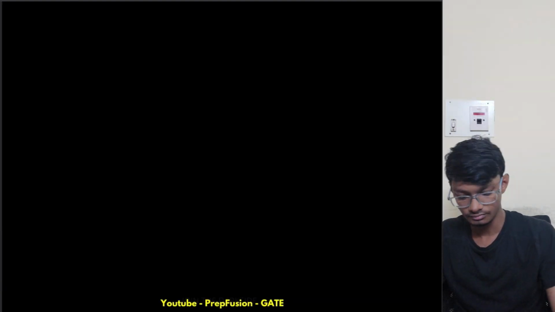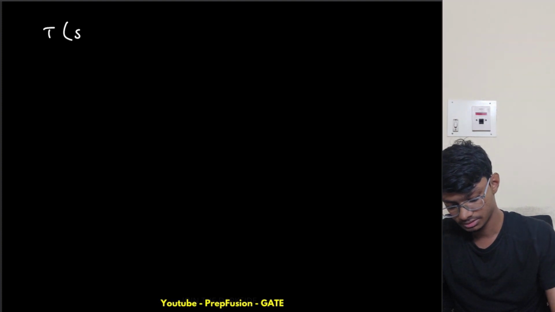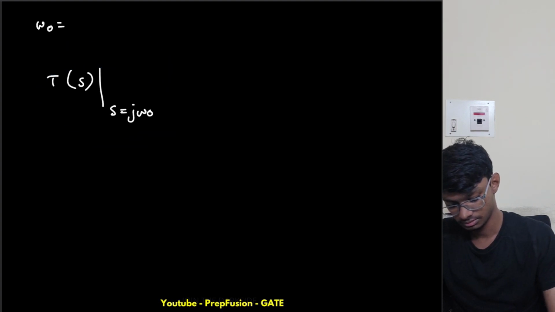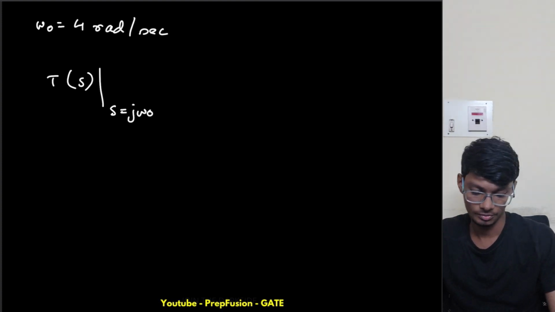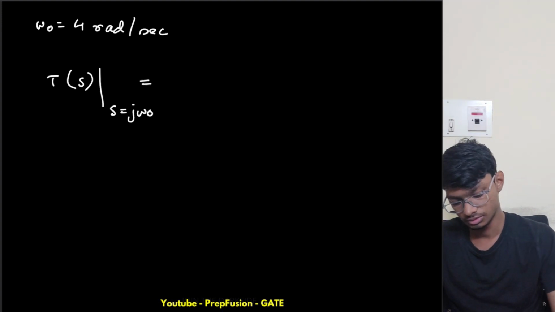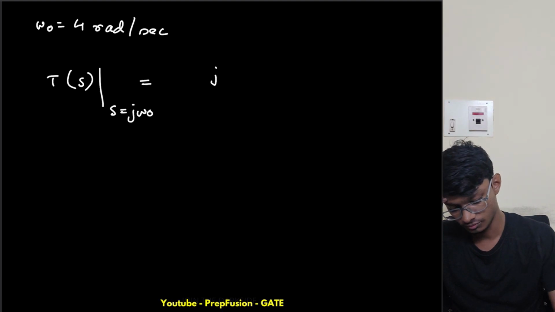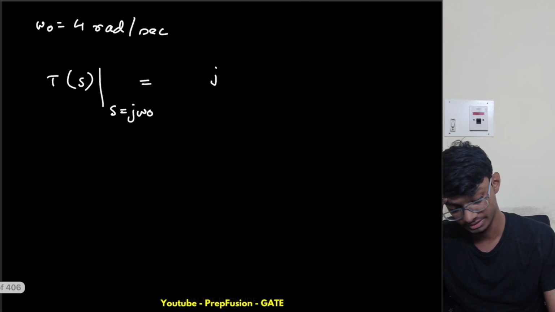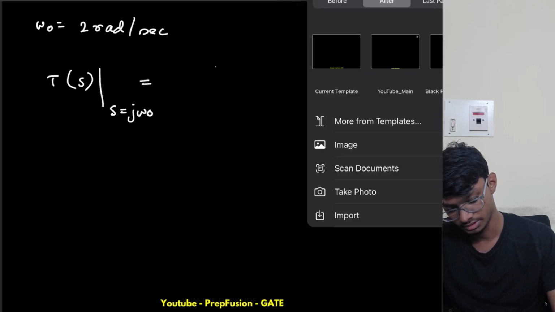Now what will I do? I'll simply replace s with j omega naught, and omega naught in our case is 4 radian per second. So this will become j. Not 4, sorry, I made a mistake. This is 2 radian per second. See, silly mistakes like this can happen to you too, so just be careful. This is 2. So let me take a few pages actually.